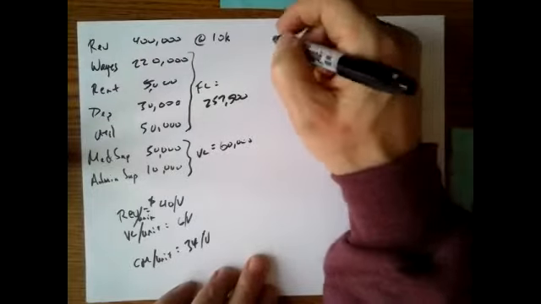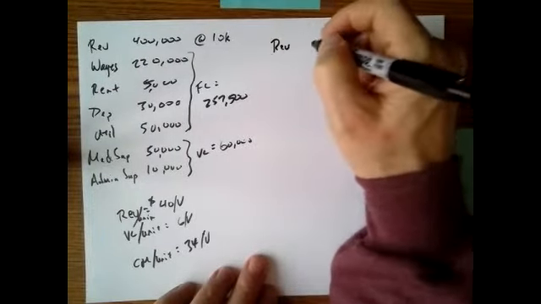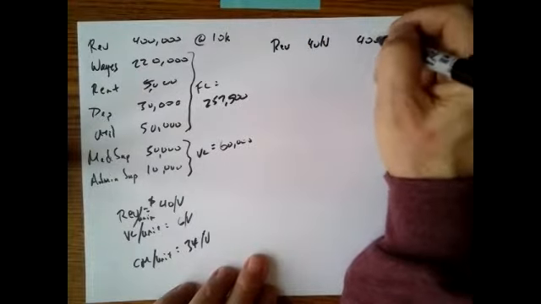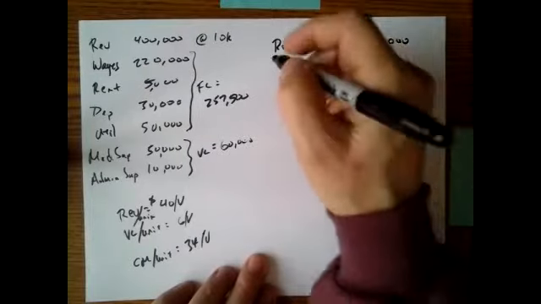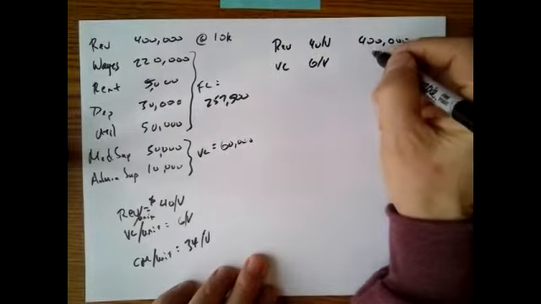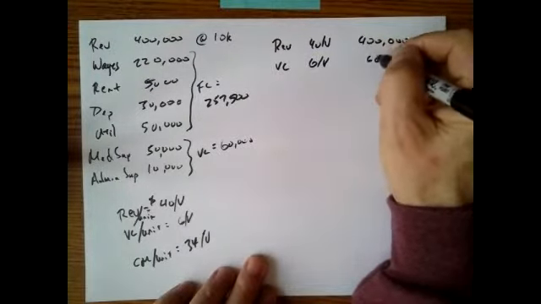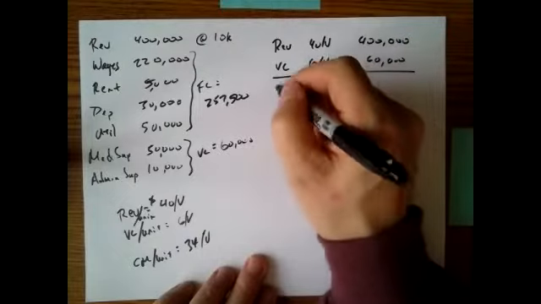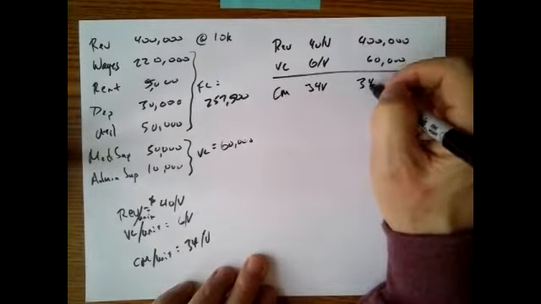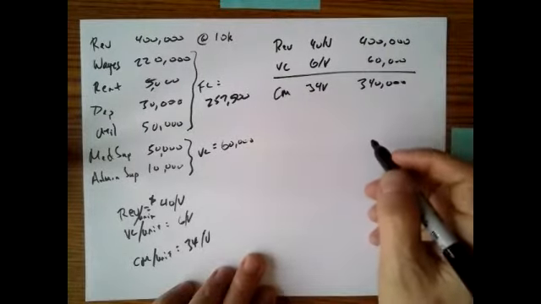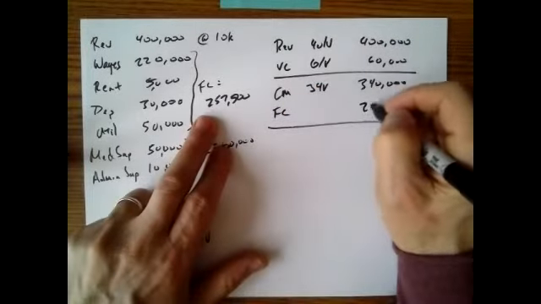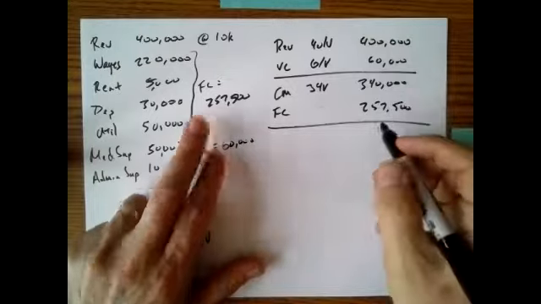So starting our P&L, revenue is $40 per visit times 10,000 visits gives us $400,000. Variable cost is $6 per visit times 10,000 gives us $60,000. Our contribution margin is $34 per visit. At 10,000, that's going to give us $340,000. Our fixed costs are $257,500.